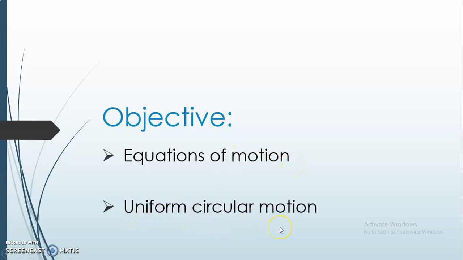the uniform circular motion. The equations of motion, there are three equations of motion, and they are also called the kinematic equations because the word kinematics contains kinetic, and this kinetic also means motion only. Okay, so let's begin with the equations of motion.